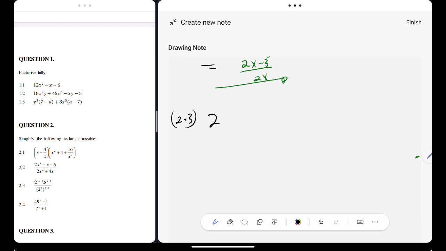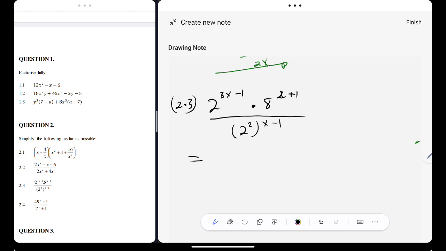2.3, I have 2 to the power 3x minus 1 all multiplied by 8 to the power x plus 1, then 2 squared. Okay, here I must just change everything to have the same base, so it's together. Since everything is multiplied, there are no plus or minuses separating my terms. I don't have to separate my exponents as well. I must just keep them as they are.